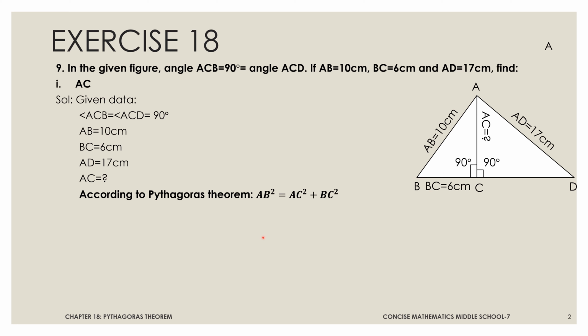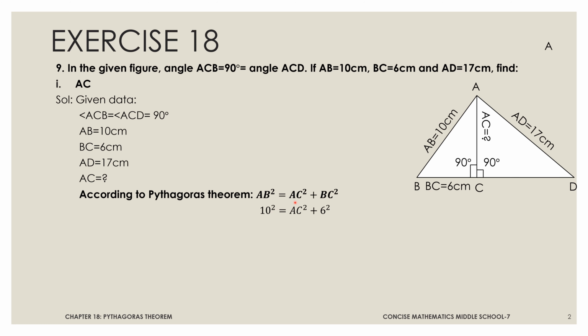So according to the Pythagoras theorem, this is the formula: hypotenuse square is equal to the sum of squares of the other two sides, this side as well as this side. Here, if you consider this right angle triangle, you have the hypotenuse as well as one side value, and we need to find only one side value, right? So it is very easy using this right angle triangle. Now just substitute the values. What is AB? It's 10. So instead of AB, just replace it with 10.